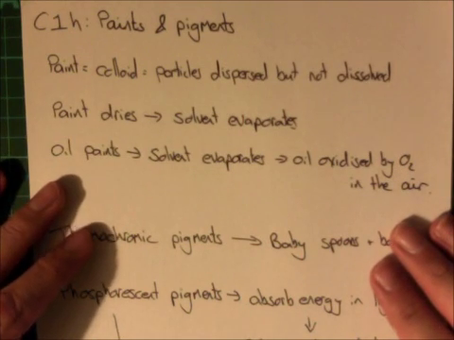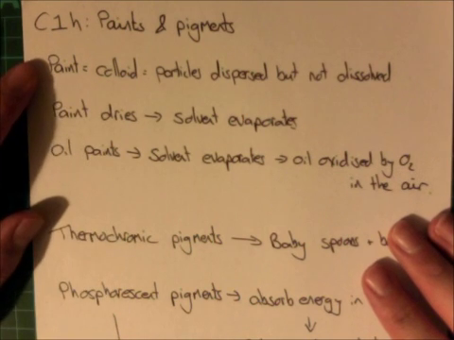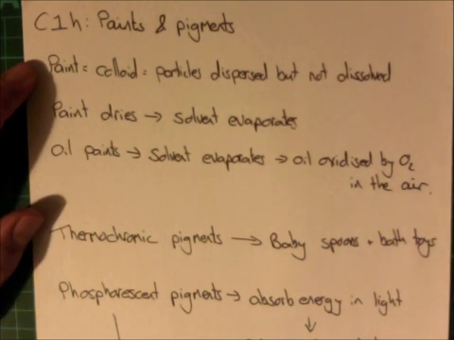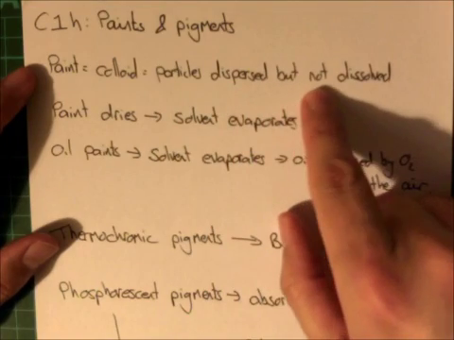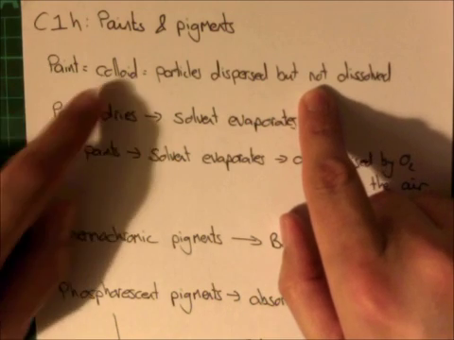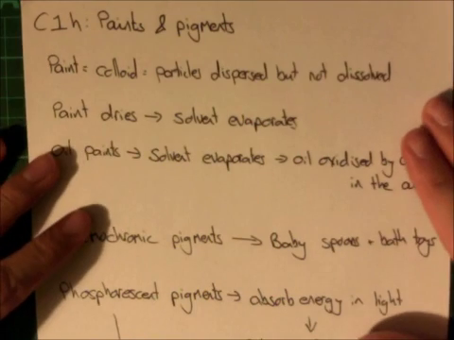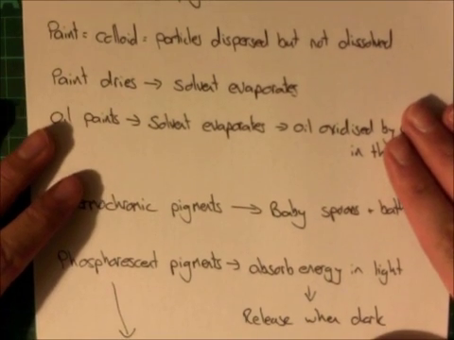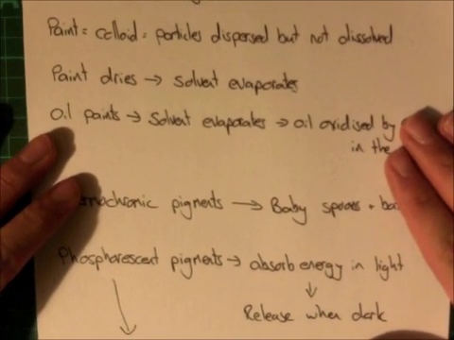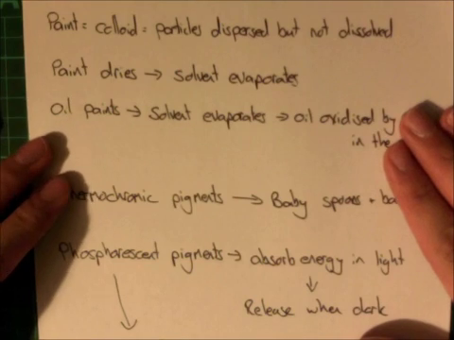C1H, paints and pigments. So a paint is a colloid. We've looked at solvents and solutions in previous ones. This is nothing like that. It's not dissolved. The particles are dispersed within this, which makes it a colloid. So the pigments are the tiny little pieces that give the colour to the paint, and they're spread evenly. And it's really important to spread evenly, otherwise you can have patches when you paint a wall.